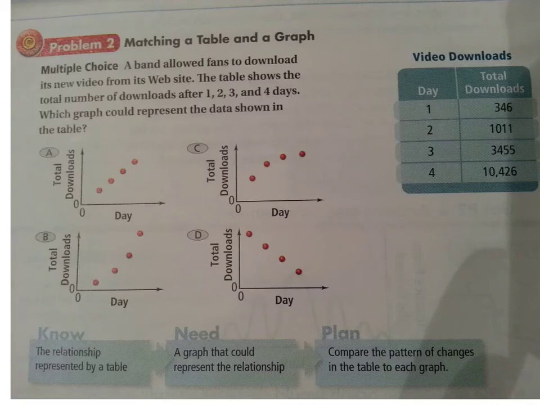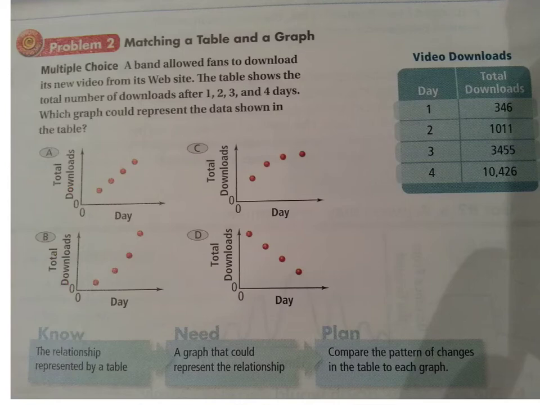Day 1, day 2, day 3, day 4. Day 1, 346. Day 2, 1,011. Day 3, 3,455. Day 4, 10,426. A, B, C, or D. Which one looks like it could be a representation of the table? So let me first ask you some questions. These will make you think.